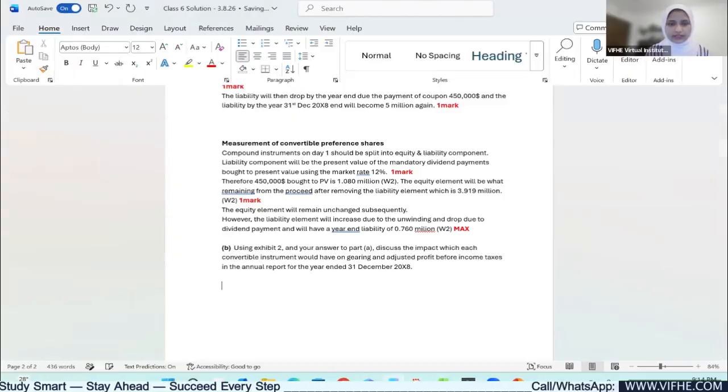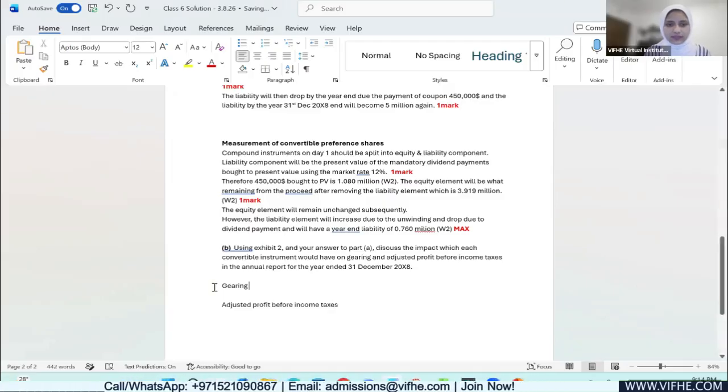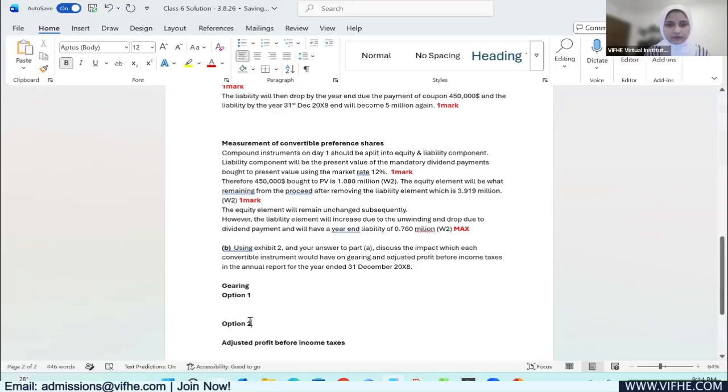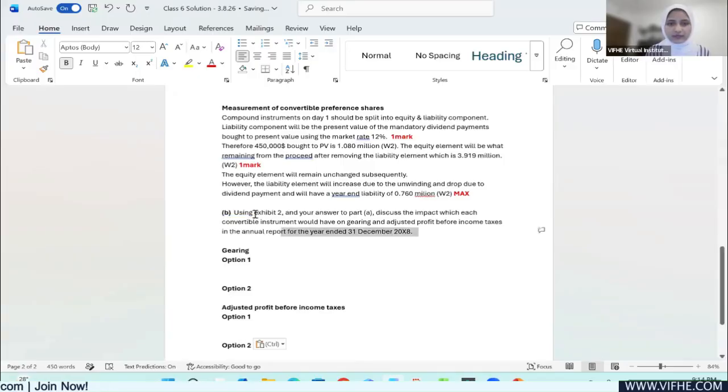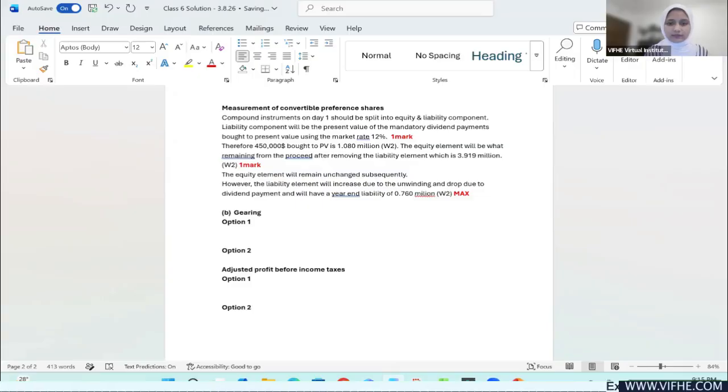Okay. So what are they asking? They're asking impact on gearing. They're asking impact on adjusted profit before income taxes. Then in gearing, they want the impact from both option 1 and option 2. Same goes for adjusted profit before income taxes. They will want the impact from both. So once I have the requirements clear, I know I'll not forget anything, and that 5 marks would become mostly a piece of cake.